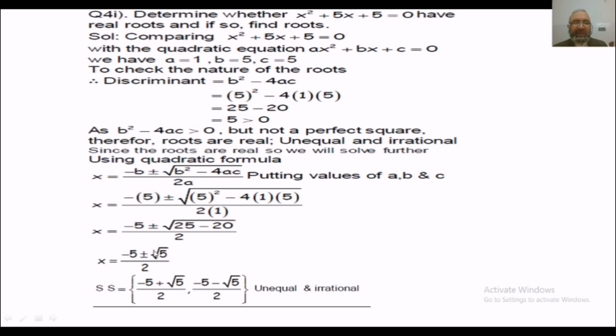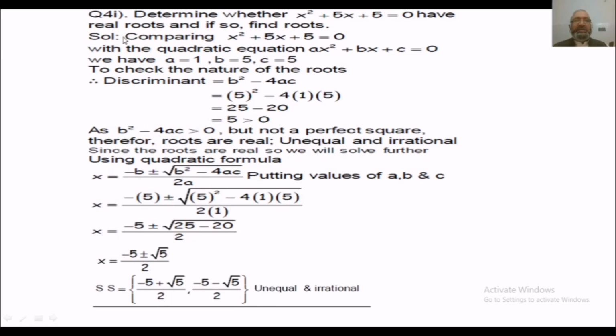So 5 cannot be simplified, therefore minus 5 plus root 5 by 2. We get 2 roots, and minus 5 minus root 5 by 2. There are 2 roots which are unequal, because one is positive, one is negative. And irrational because the roots contain the irrational number under root 5. So we verified the answer.